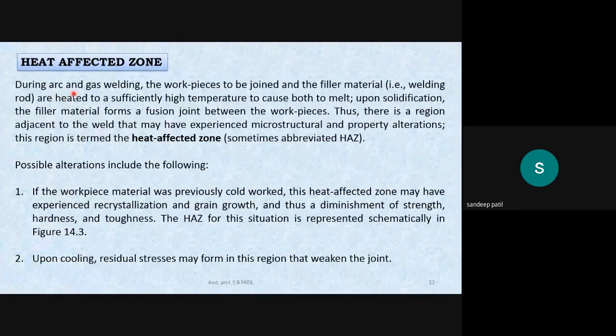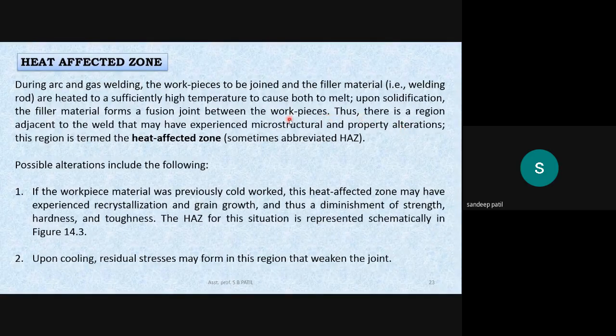So during the arc and gas welding processes, the workpieces to be joined and the filler material, that is the welding rod, are heated to a sufficiently high temperature to cause both to melt. So upon solidification, what happens? The filler material forms a fusion joint between the workpieces. That is why we go for the welding process.